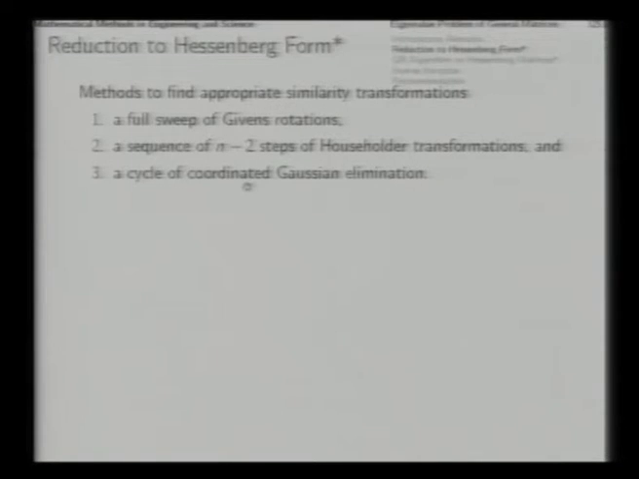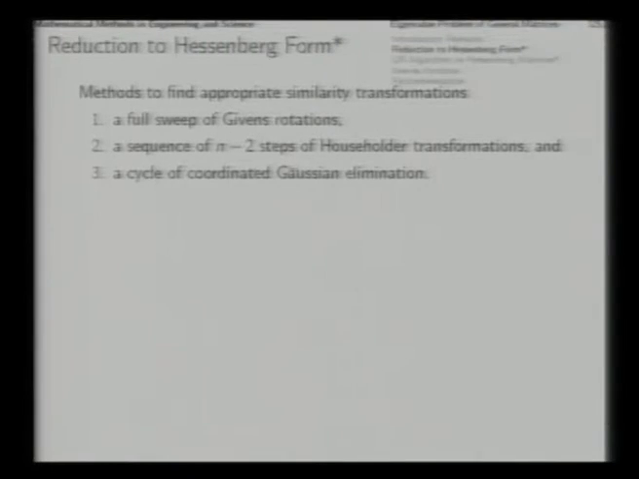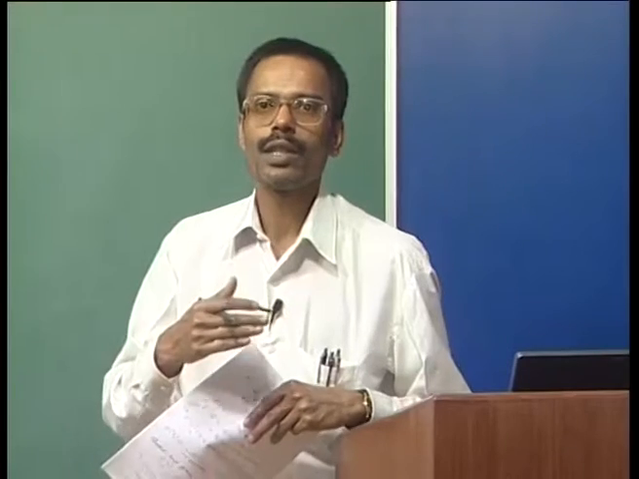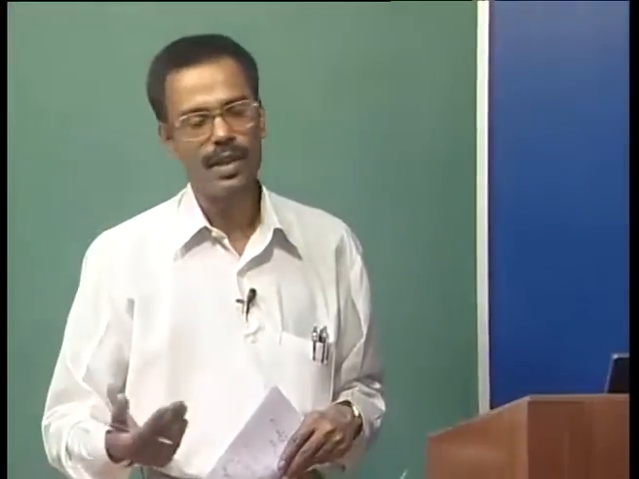Apart from these two, for a non-symmetric matrix, you can also apply a third method, which is a cycle of coordinated Gaussian elimination. To make the record straight, this kind of a thing is possible for a symmetric matrix also, but in the case of a symmetric matrix, this we will typically not do, because in the symmetric matrix case, the orthogonal transformation based algorithms are superior. Here there is no symmetry to preserve, and therefore, it really does not harm to take the third option.